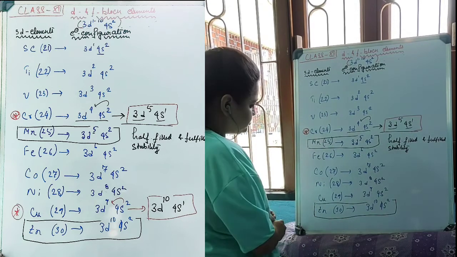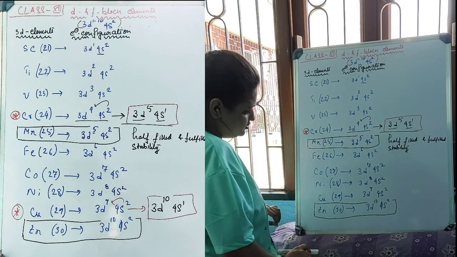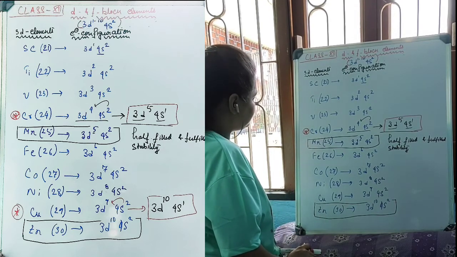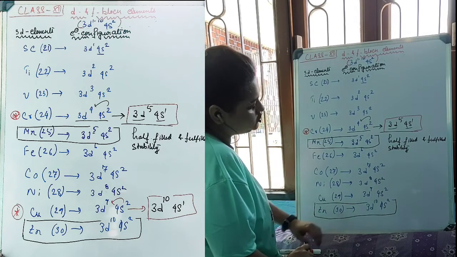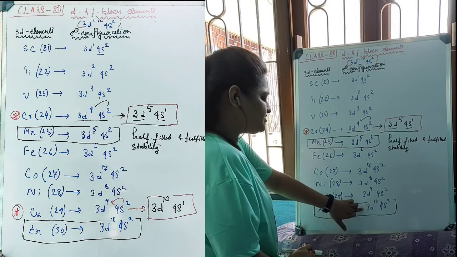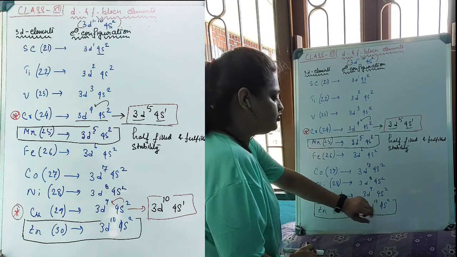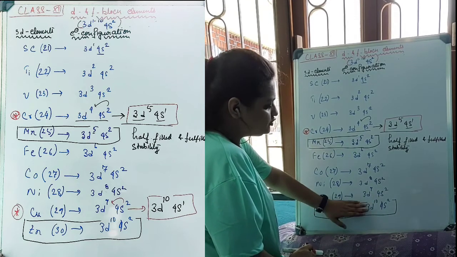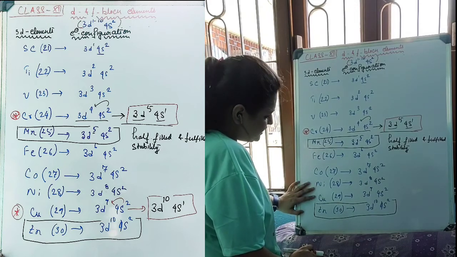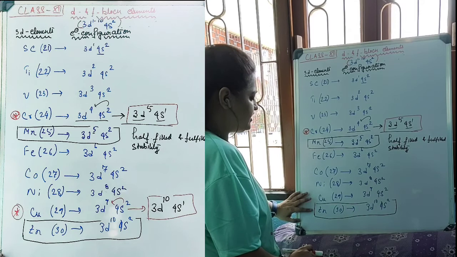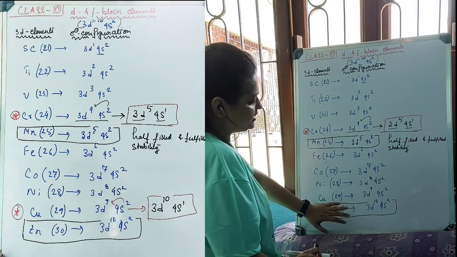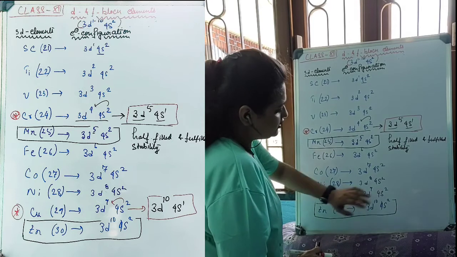A similar exception can also be observed for copper. Zinc, being the last element in this series, has the electronic configuration 3d10 4s2, with full orbital stability for both the 3d and 4s. Copper, being the ninth element just before zinc, is expected to have the electronic configuration 3d9 4s2.